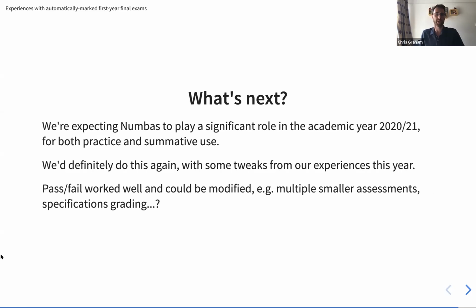Okay, so I'm going to pretty much finish there. So what's next for us? I think just like George mentioned at the end of the last talk, growing needs, I think was his phrase. I can see us doing this again. I think it worked well, but we'd make some tweaks for next year, particularly in terms of the format about how long they'd be released for, but also we could consider breaking them up into smaller assessments, or even using specifications grading, as was seen last night.